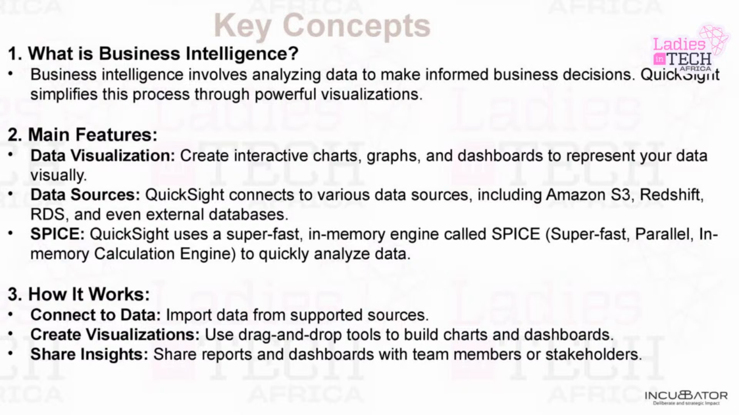Another main feature is SPICE. QuickSight uses a super fast in-memory engine called SPICE. It's an in-memory calculation engine to quickly analyze your data. Trust me, when they say super fast, it's really fast. And when we do the hands-on project, you are going to see how this feature in QuickSight helps us to calculate our data.